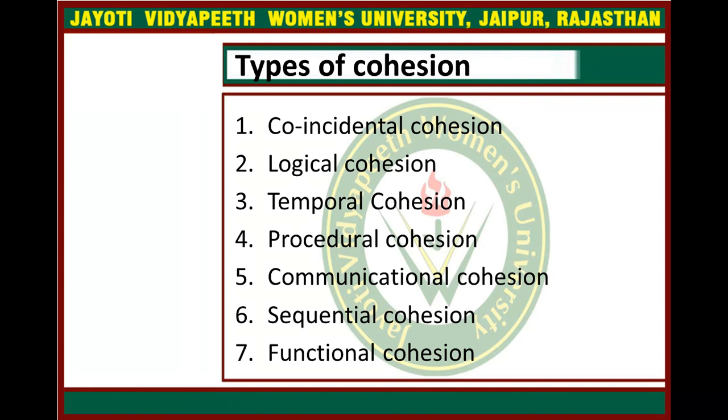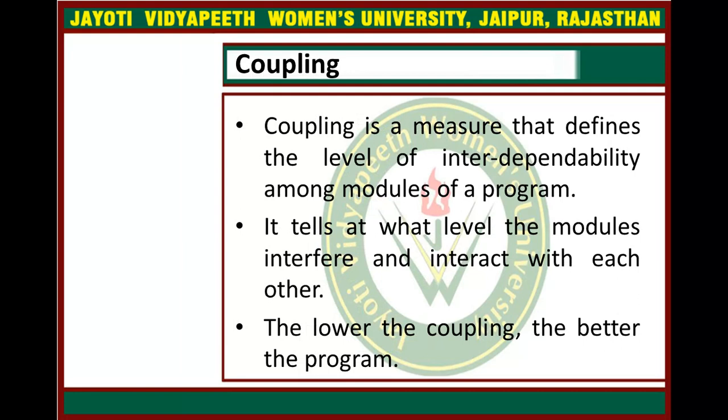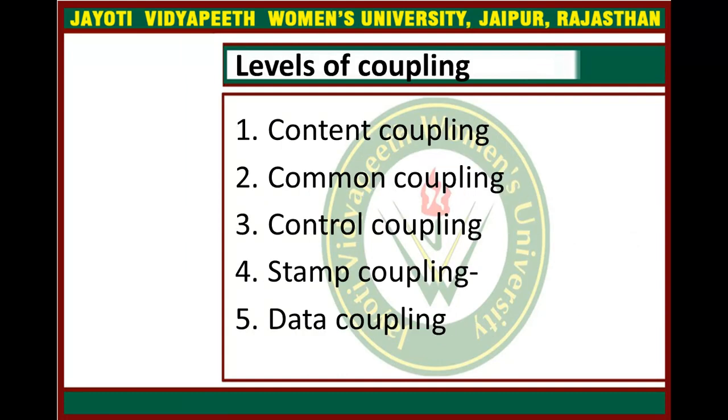Coupling. Coupling is a measure that defines the level of interdependability among modules of a program. It tells at what level modules interfere and interact with each other. So the lower the coupling, the better the program. The levels of coupling are content coupling, common coupling, control coupling, stamp coupling, and data coupling.